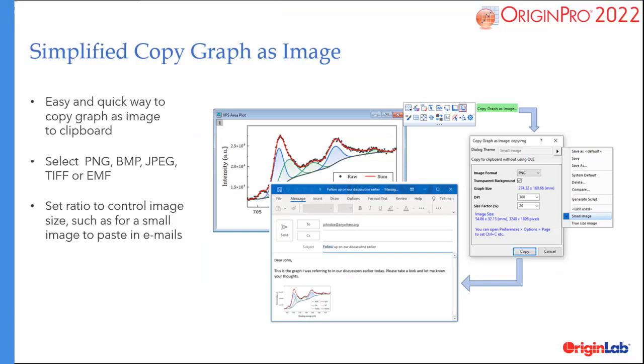settings. There is also another simplified copy graph as image dialog, where again, you can choose different formats such as PNG, BMP, JPEG, TIFF, or EMF. And you can set the ratio so that you can define the size. Shown in this image is an example where I'm setting the ratio to be 20% so the graph can be copied to the clipboard as a small image. Then I can go to another application such as my email program and paste it as a small image to communicate with my colleagues. These settings, along with my ratio, can be saved as a theme for repeated use.